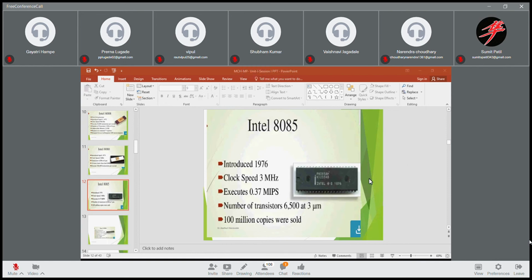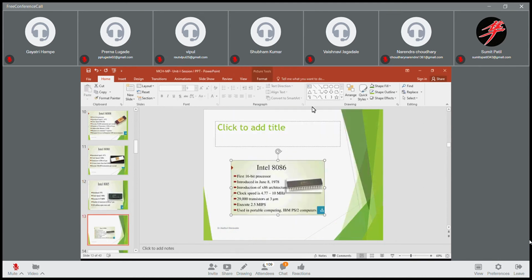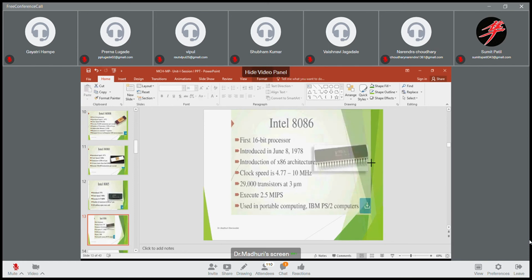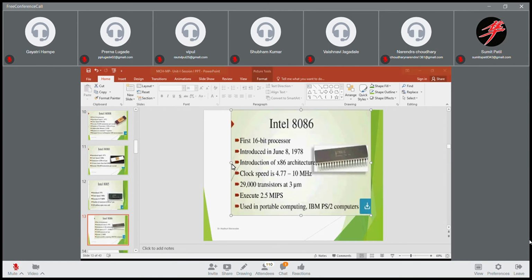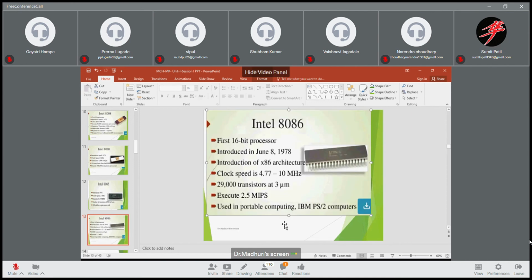Now the next processor is the Intel 8086 processor. It is a 16-bit processor. This processor was developed in 1978. Its clock speed is about 5 megahertz, 8 megahertz and 10 megahertz. That means between 5 and 10 megahertz. This is the clock speed of this processor.